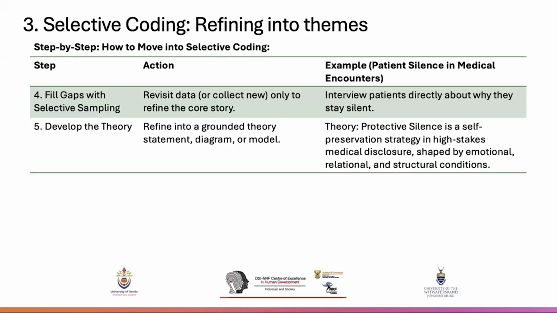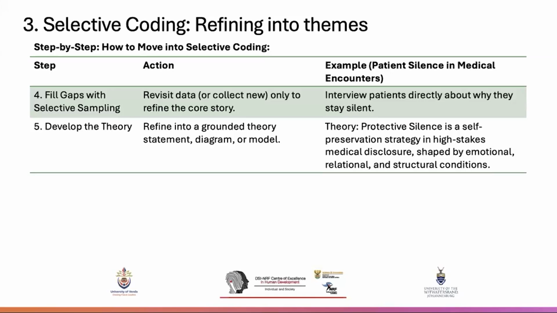And this would mean that in some instances, you would have to interview patients directly to understand exactly why they stay silent. What is that root cause that's causing them not to actually be vocal about their experiences? And what is actually contributing to them having that shutdown, and not say exactly what is leading to them not wanting to disclose. And this is that process that will now lead you into step number 5, where you get to now develop your theory.